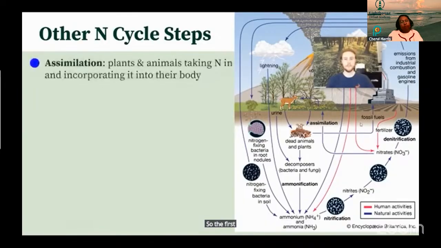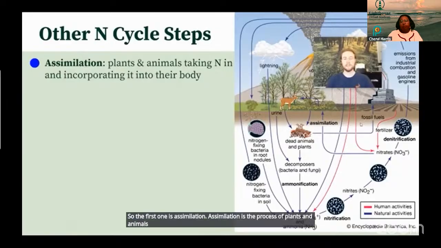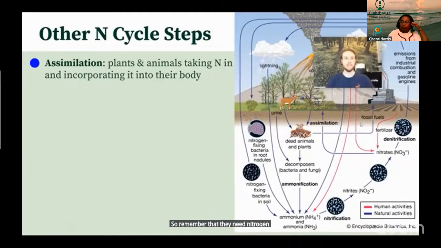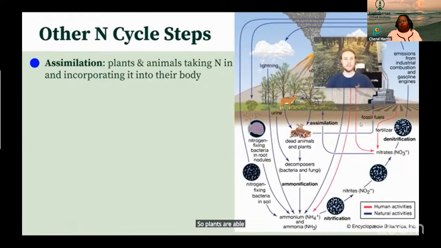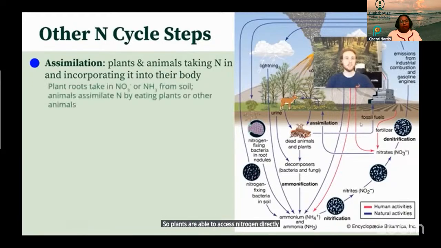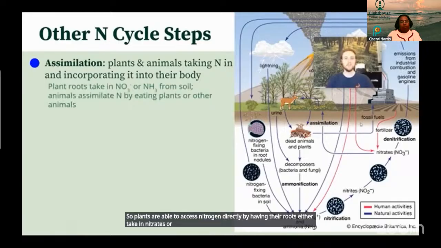So the first one is assimilation. Assimilation is the process of plants and animals taking nitrogen in and incorporating it into their bodies. So remember that they need nitrogen in the DNA in their cells. They also need it to build the proteins that make up their bodies. So plants are able to access nitrogen directly by having their roots either take in nitrates or ammonia from the soil.